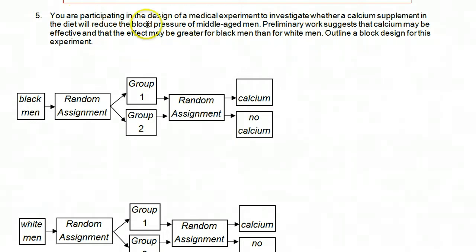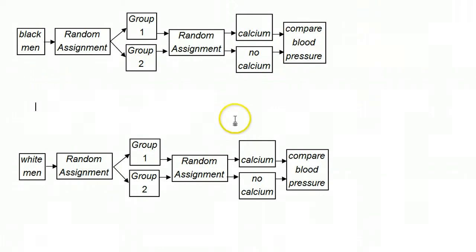So let's scan through and see what this was all about. We're looking to see whether a calcium supplement will reduce the blood pressure of middle-aged men. So we're going to be measuring blood pressure. So we're going to be comparing blood pressure between these two treatments. So that's what you're going to say. Compare blood pressure. And there you go. That would be the design for a block study for this situation.